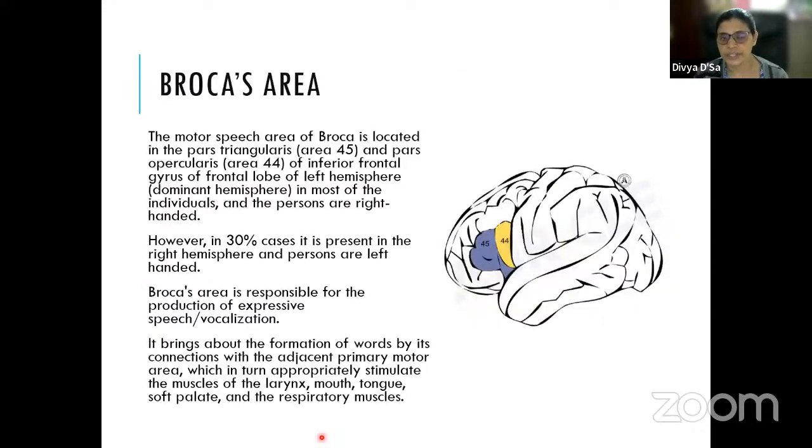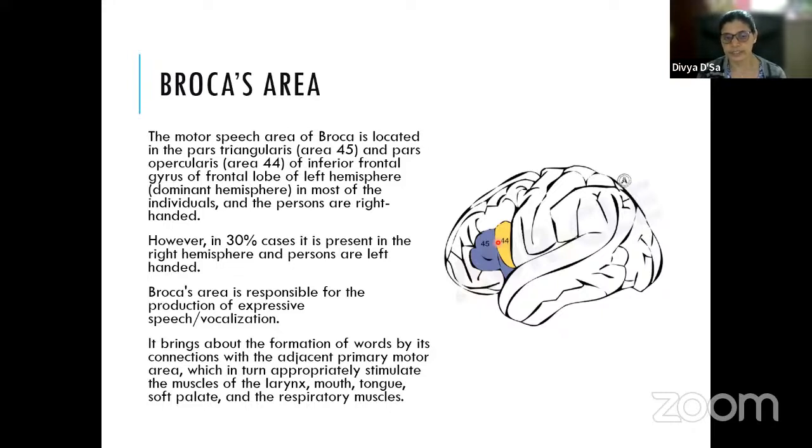Broca's speech area is the motor speech area located in pars triangularis, area 44, and pars opercularis. Where does it lie? It lies here, in the inferior frontal gyrus of the frontal lobe, occupying the pars triangularis and pars opercularis. In 30% of cases it is present in the right hemisphere, where the persons are left-handed.